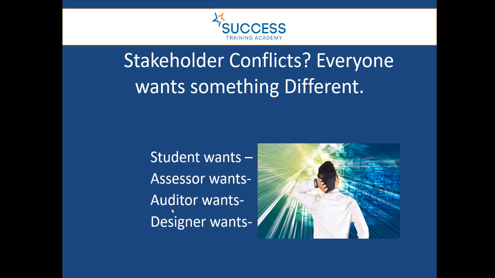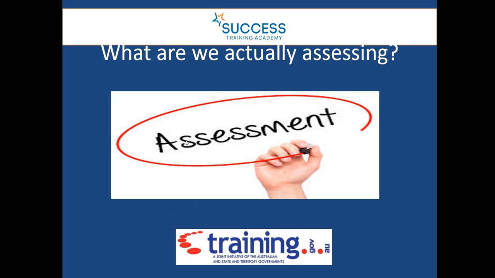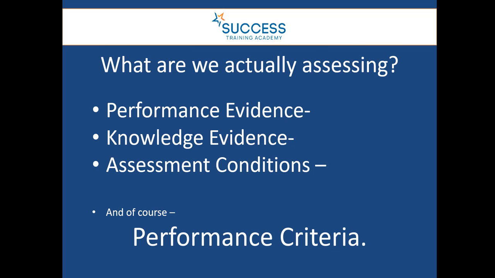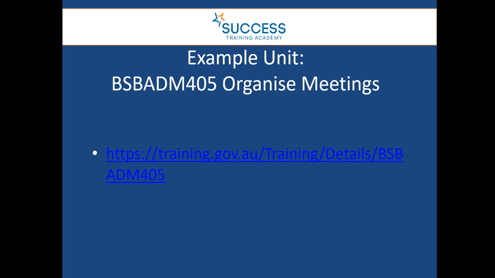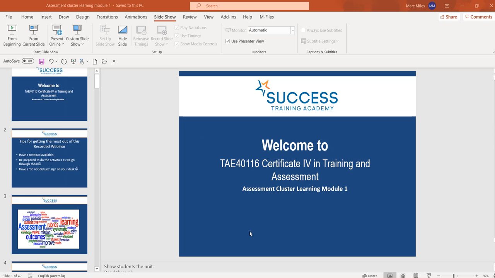Okay, but ultimately we are assessing if the student has the skills and knowledge that they have been trained on through their course. Okay, so what are we actually assessing? What are we assessing from the unit of competency? Okay, well, we are assessing what's called performance evidence, knowledge evidence, and it's done in the assessment conditions. Okay, so let's look at an example for that.